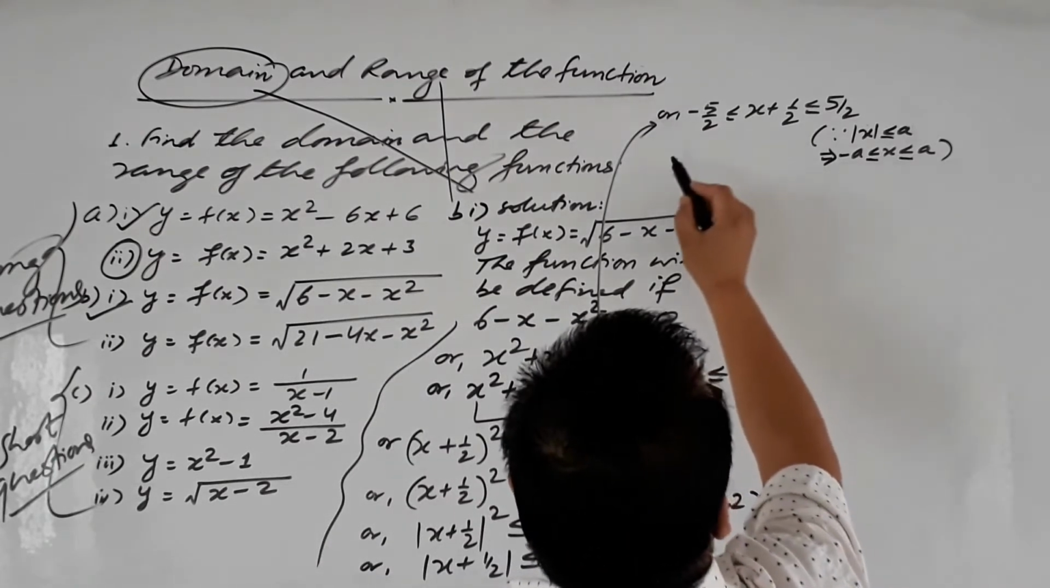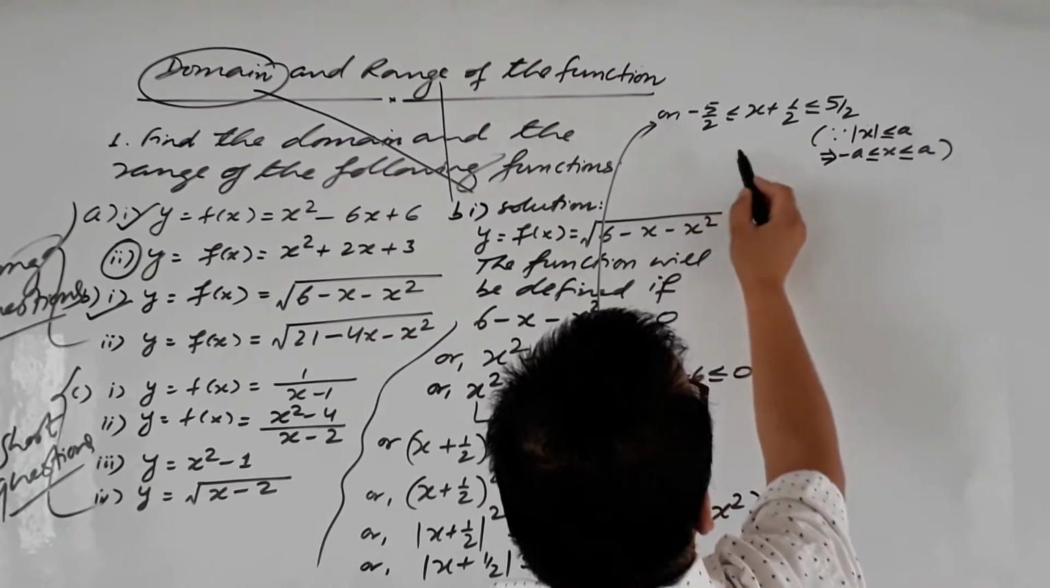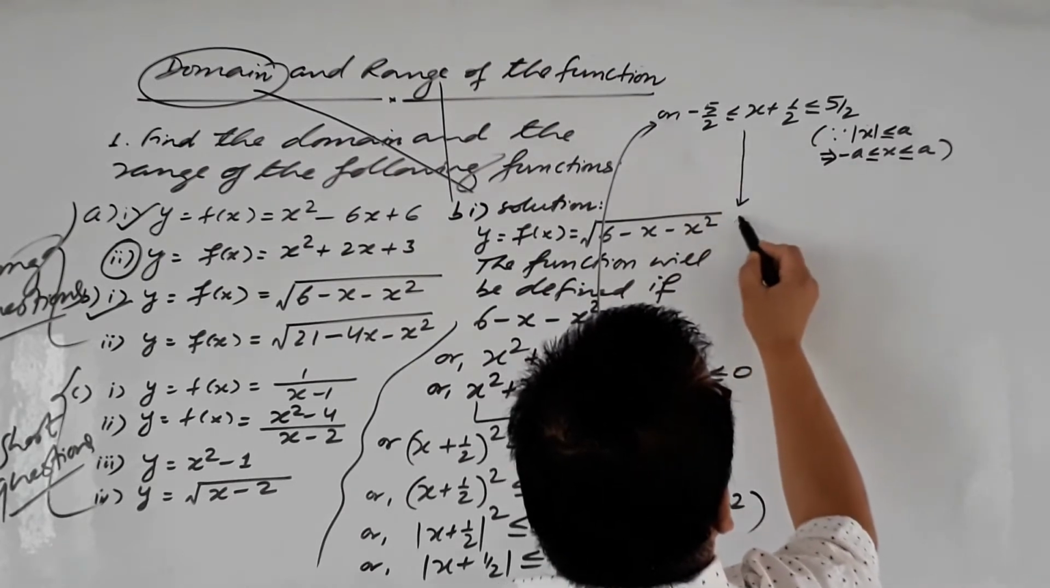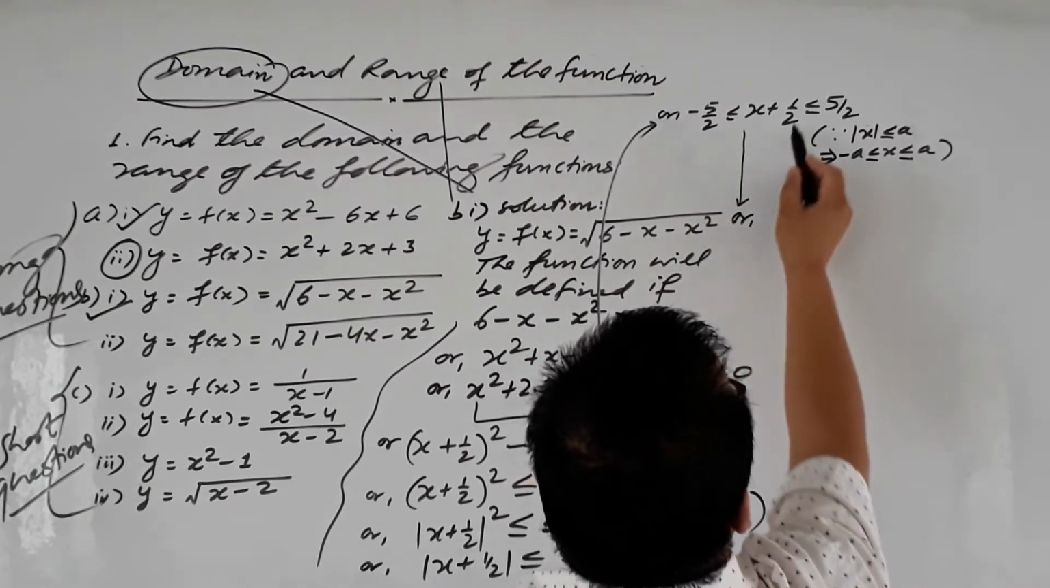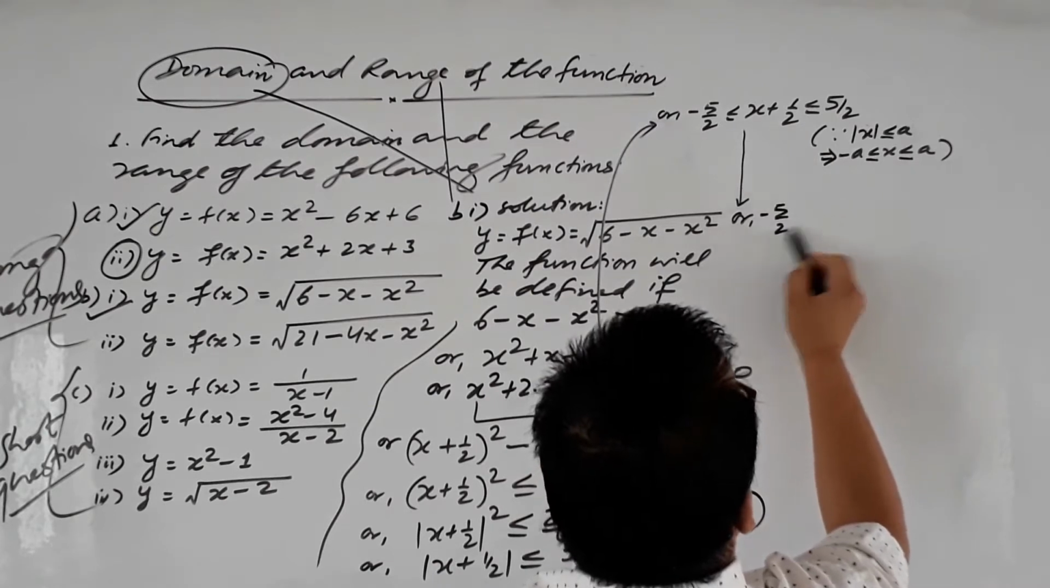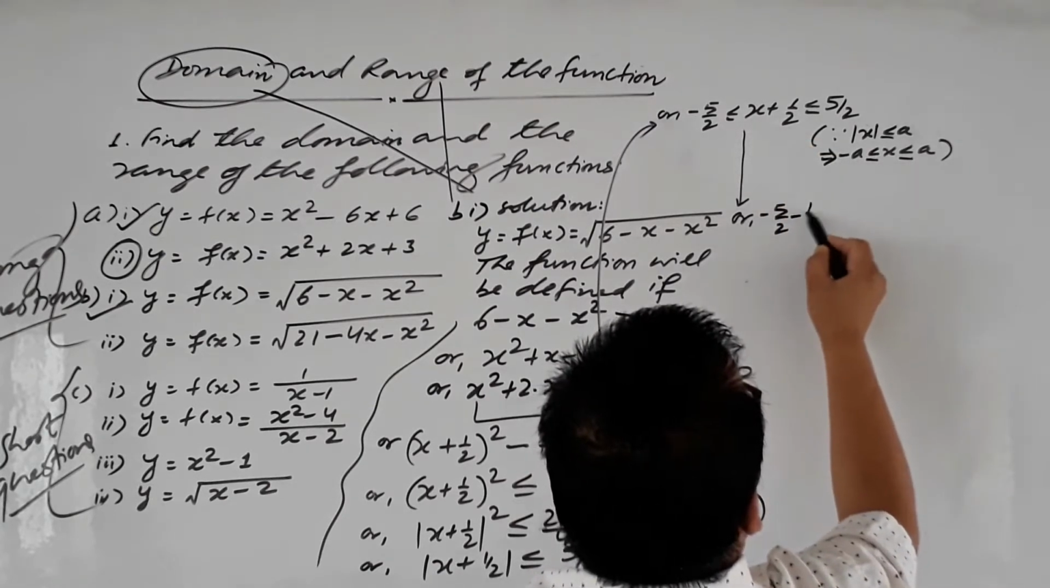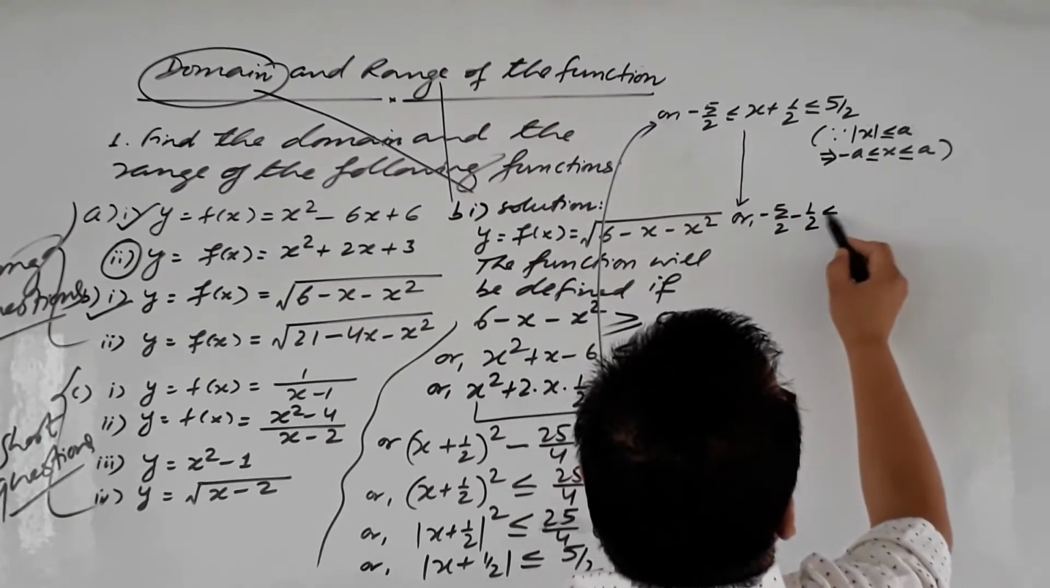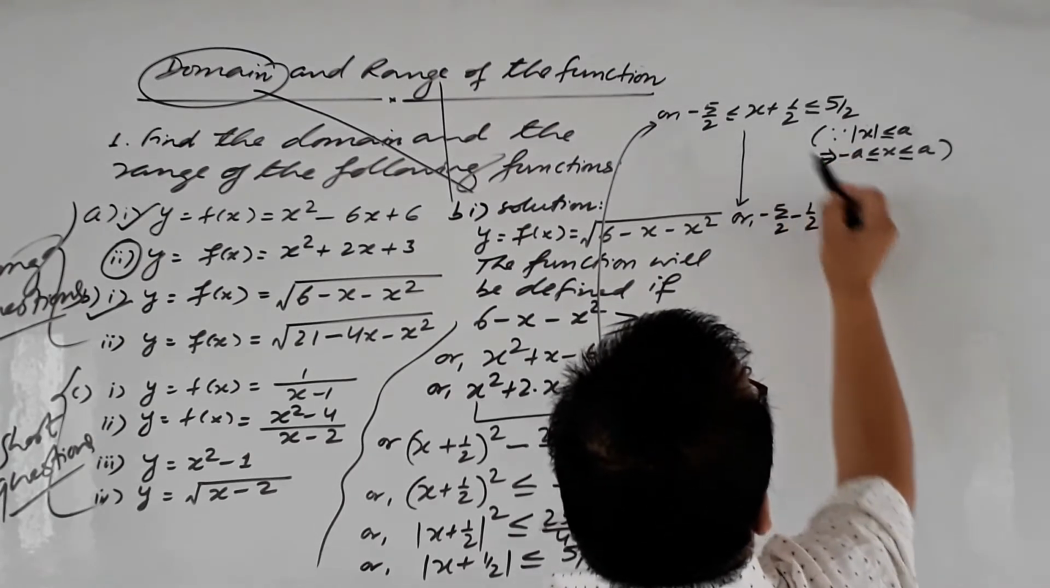All right, so let's simplify this one. Here I am writing, let's make space here. So minus 5 by 2. So subtract each term by minus 1 by 2, less than or equal to x, you will get here 1 by 2.